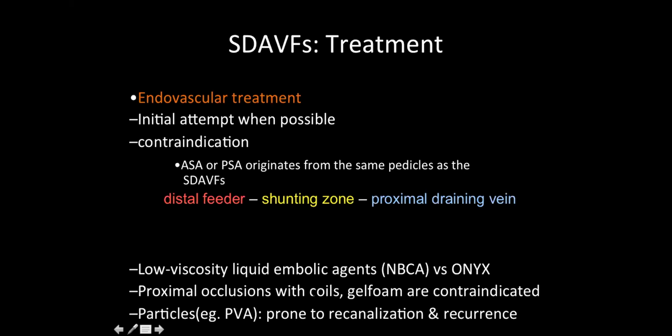Proximal occlusion with coil or gel foam is a kind of contraindication, because if we happen to occlude incompletely, or let's say there is recurrence, then we will lose our proximal access. And particle embolization is also not desirable because they are prone to recanalize.